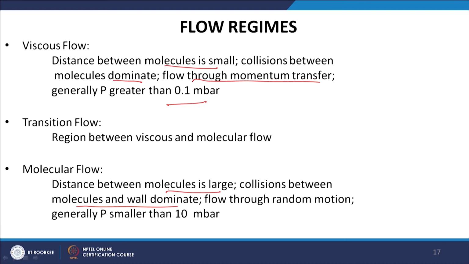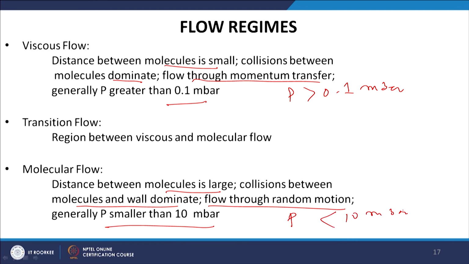So, here the distance between the molecules is large and collisions between molecules and wall dominate, and flow is through random motion, not through momentum transfer. It usually happens for a pressure smaller than 10 millibar. So, it is happening for P greater than 0.1 millibar, and here P is smaller than 10 millibar. So, what is the region then in between 0.1 millibar to 10 millibar?